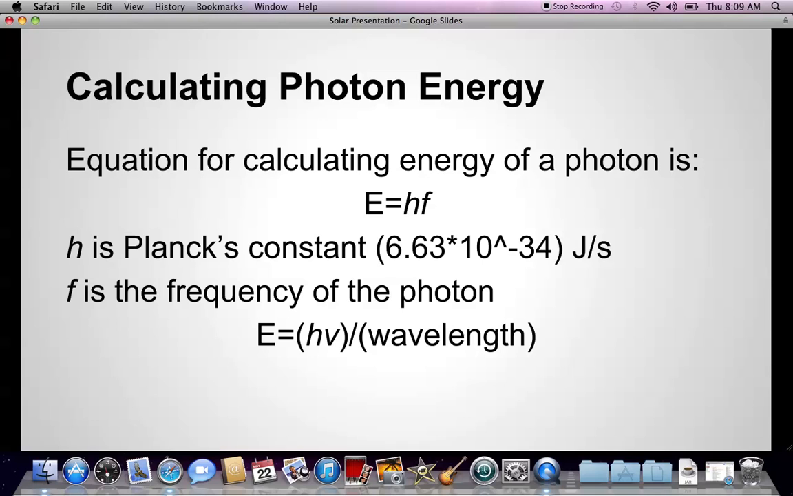To calculate photon energy, which is what we're trying to use for our experiment, the equation is E equals hf, where h is Planck's constant, which is just a number. You can see it right there, 6.63 times 10 to the negative 34 joule-seconds. And f is the frequency of the photon. With E equals hf, you can manipulate it with our equation v equals lambda f, and you get E equals hv divided by the wavelength.